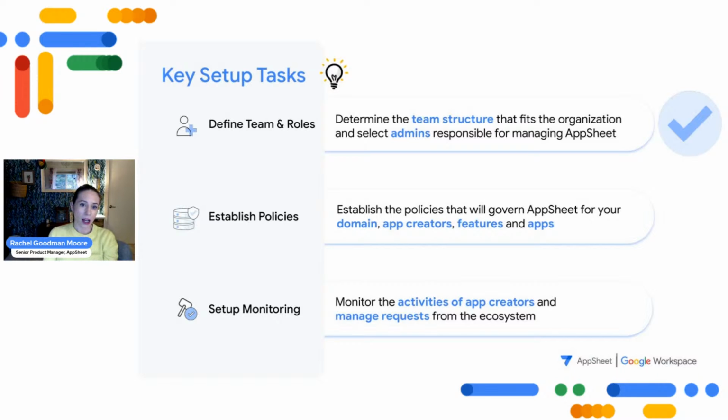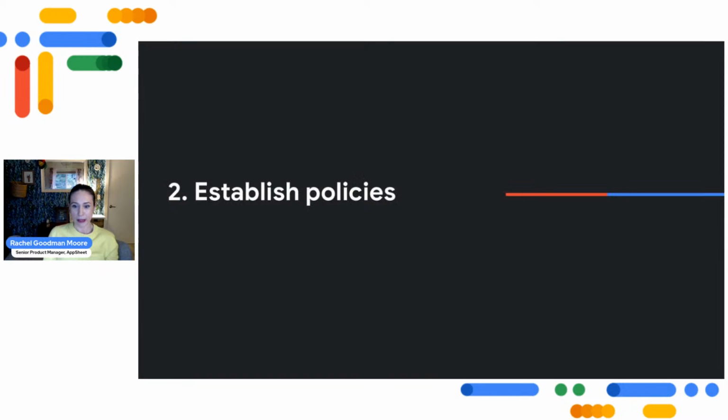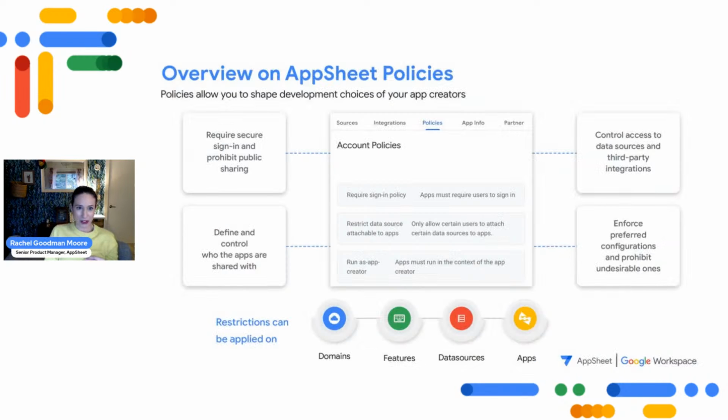So next thing here. So going through our key setup tasks, we have put a check mark next to number 1. We've talked about defining team roles, defining team structure. We talked about creating domain-based teams or group-based teams or whole workspace-based teams, organizing them in either the standard model or the organizations model. The next thing we're going to do when we're setting up our AppSheet administration model for success is establish policies. Policies are really the guardrails that admins set up for what their users can do within their AppSheet deployment. So let's talk about what those things are.